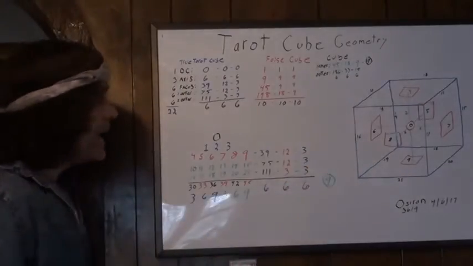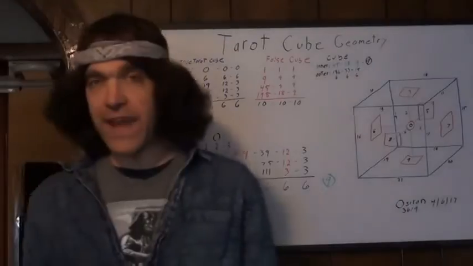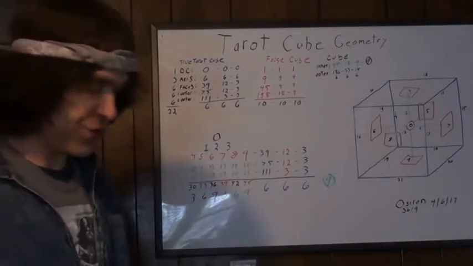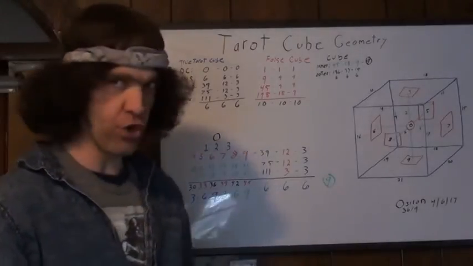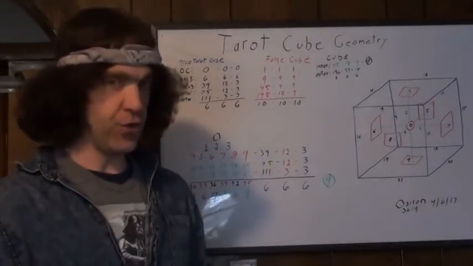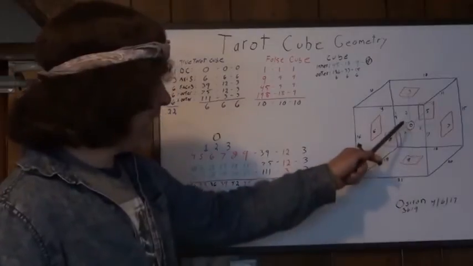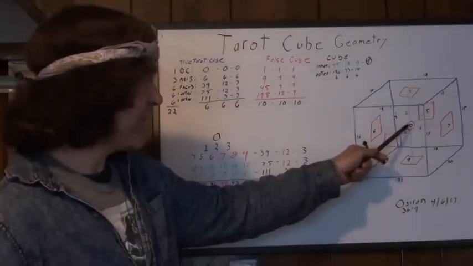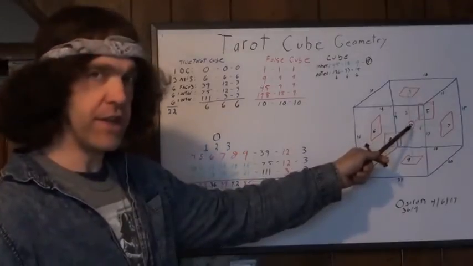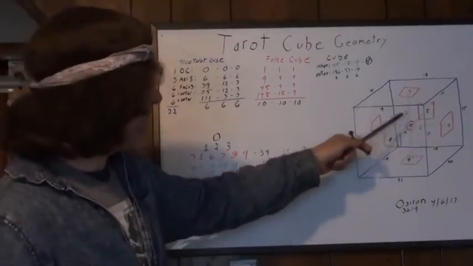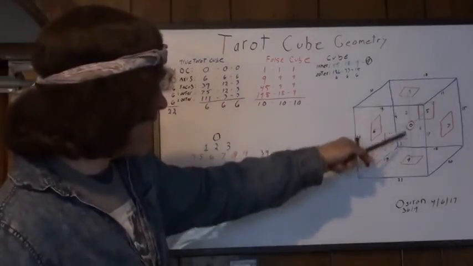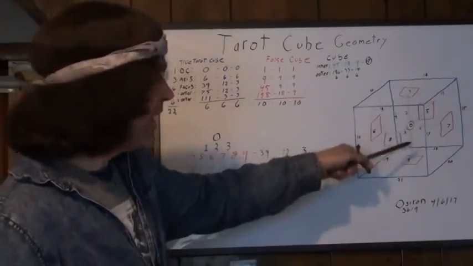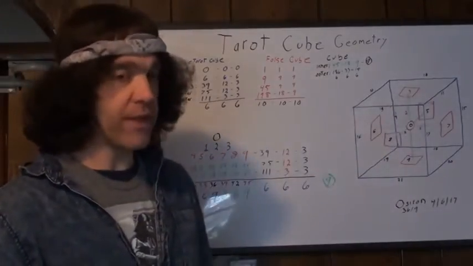Okay? Now, the way they had it in the post, and this is the way the Jews have it too, they had the World, which is card 21, in the dead center of the cube. And then they had the Fool on this axis here, this north-south axis. That's where they had the Fool. The Fool in the tarot is 0.